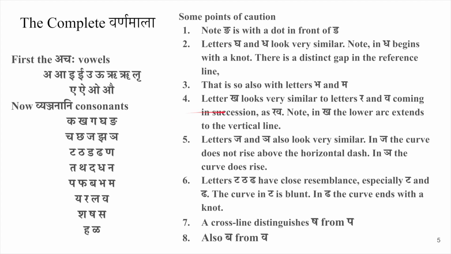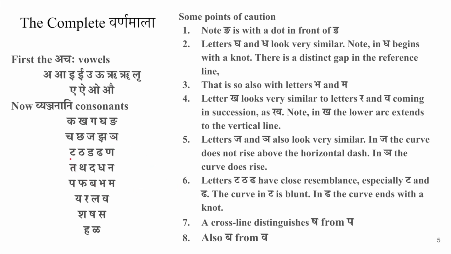Another important letter is kh. If you look at kh and if you consider this lower arc does not go up to this vertical line, then the portion without this extension of the arc is the letter R, as you can see. And the next part then becomes the letter V. So to make sure that reading of R and V in succession does not get confused with the letter K, we should always extend this lower arc of K to reach the vertical line.